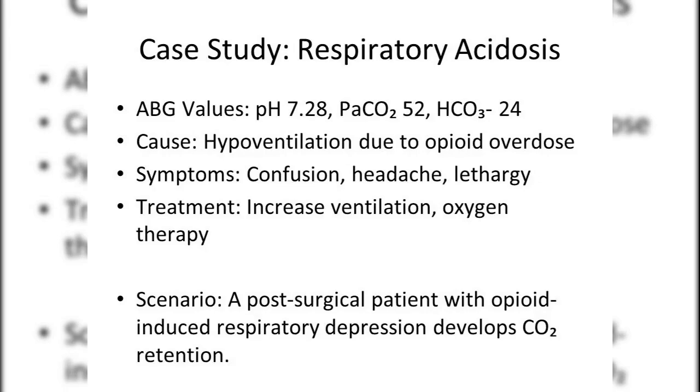In this case study, a patient with a pH of 7.28, PaCO₂ of 52, and HCO₃ of 24 is diagnosed with respiratory acidosis due to hypoventilation from opioid overdose. Symptoms include confusion and lethargy, and treatment involves increasing ventilation and oxygen therapy.